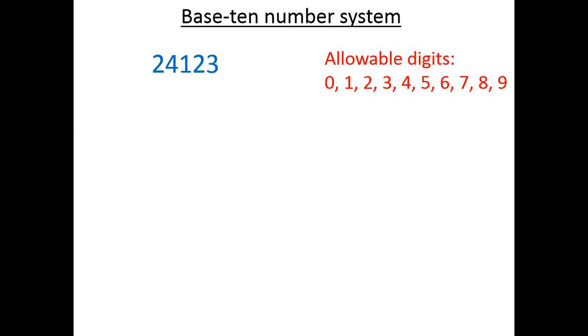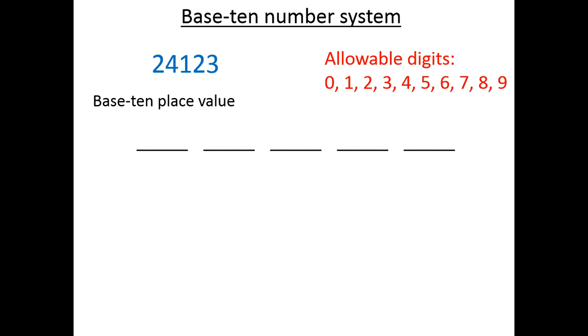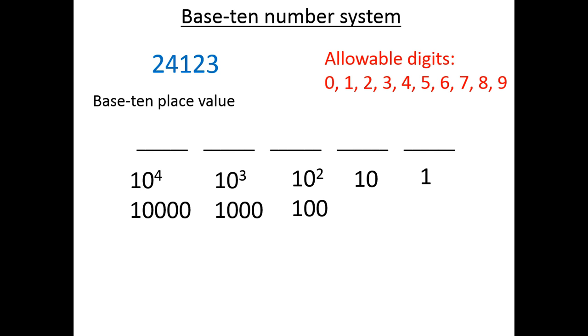If we look at this number in base 10 and think about its place value, we know that furthest to the right we have ones. The next place to the left of that is the tens place. The next place to the left of that is the 10 squared or 100s place. And then if we group 10 of those hundreds together, we have thousands. And if we group 10 of those thousands together, we have 10,000s.